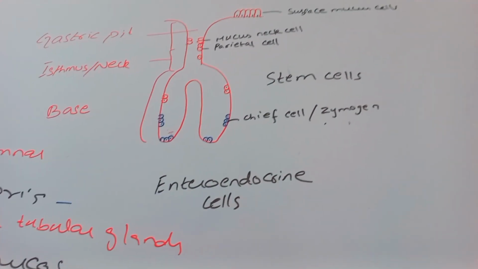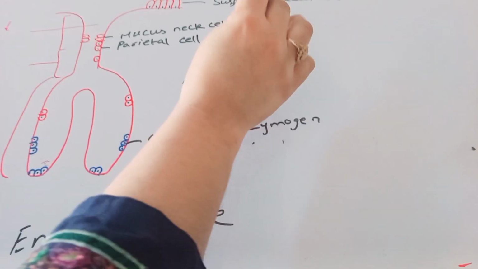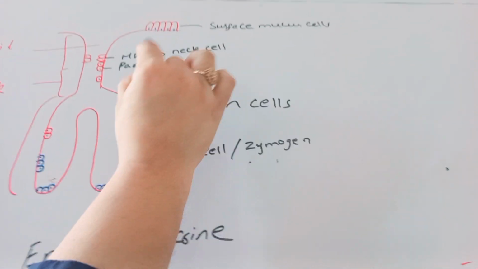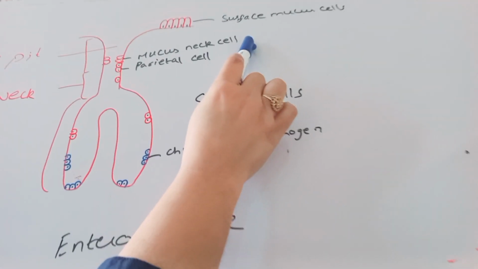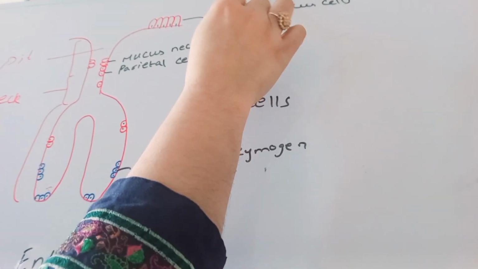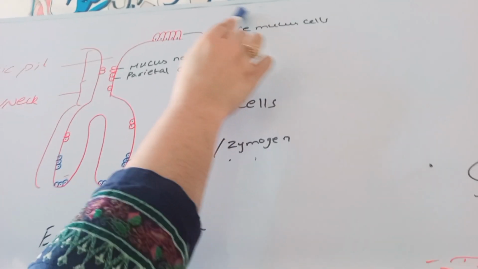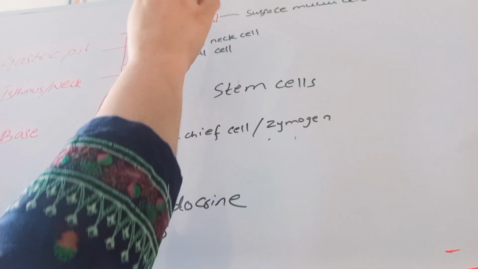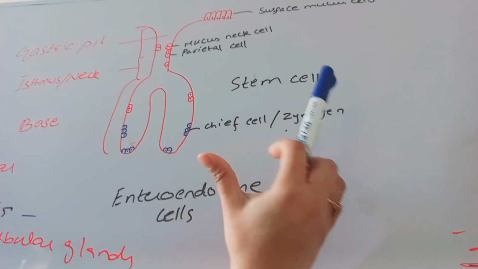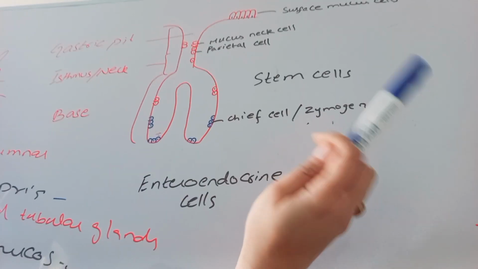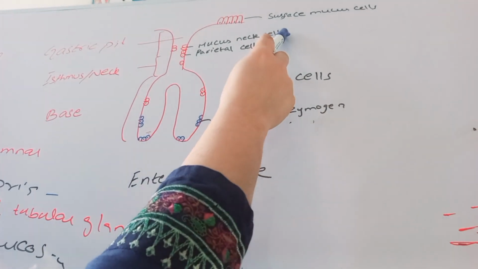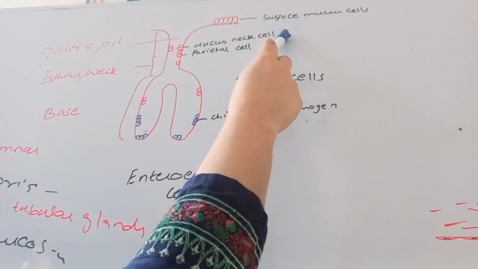What are these differences? The surface mucous cells form more viscous mucus, but the mucous neck cells form the soluble mucus. This mucus is very important because, with the bicarbonate ions, it forms a glycoprotein layer, and this will protect the mucosal lining of the stomach from the abrasive action of the HCl, which is produced by the parietal cells. Then the mucous neck cells are more alkaline in nature.